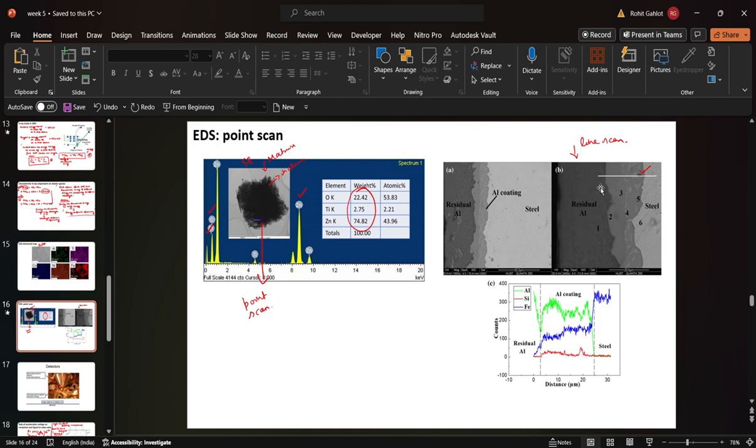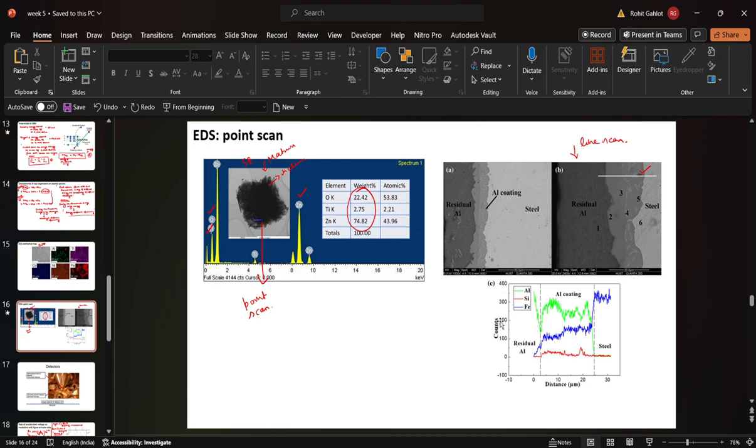Here a line scan was carried out from here to here. You can see here is your residual aluminum, and here is your aluminum coating, and here is your steel. So a line scan was made, and then you get something like this in your output signal. As you go from left to right, as your distance is increasing, firstly your aluminum content was at the peak. However, it reduces, and then you see a surge in the steel specimen and your residual aluminum also.